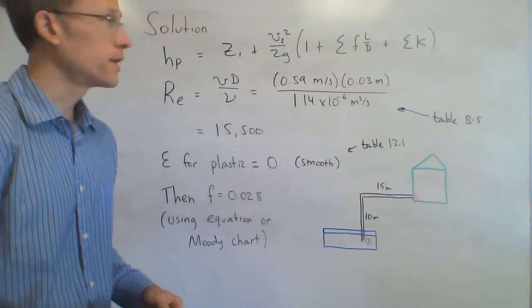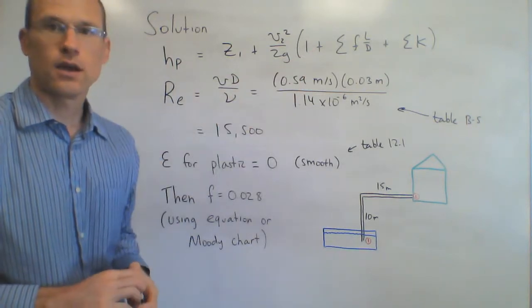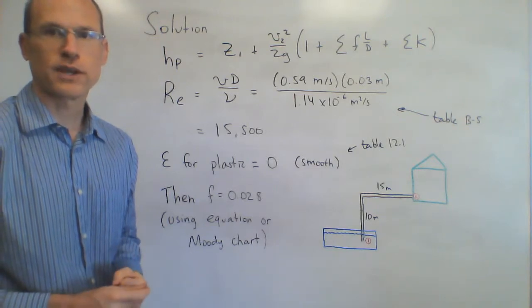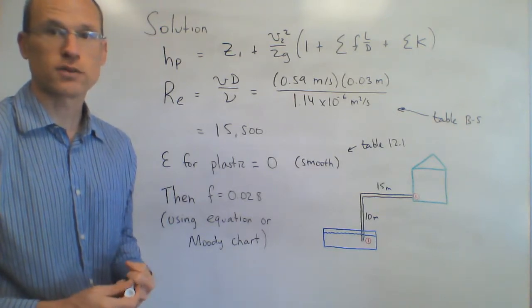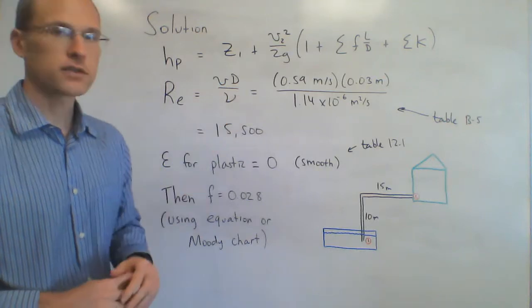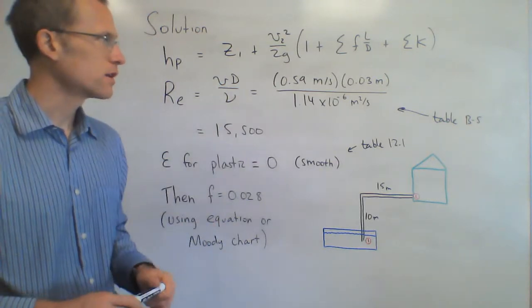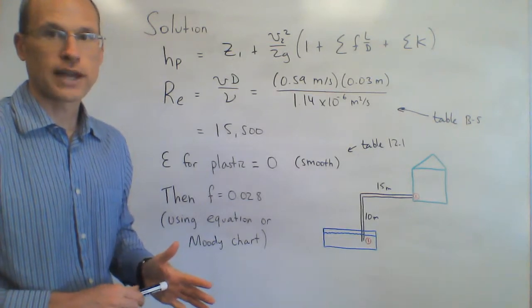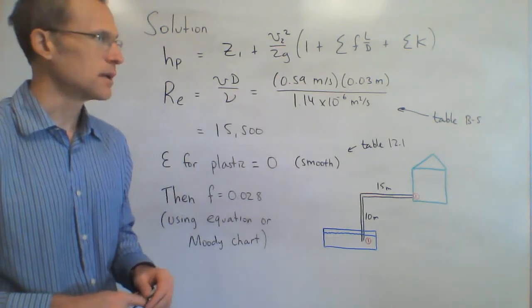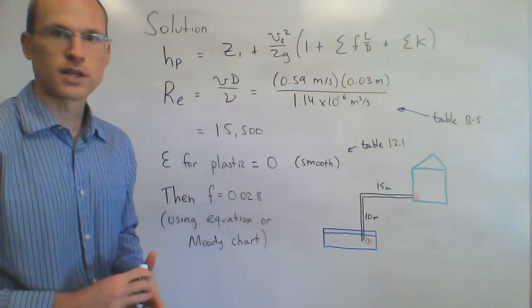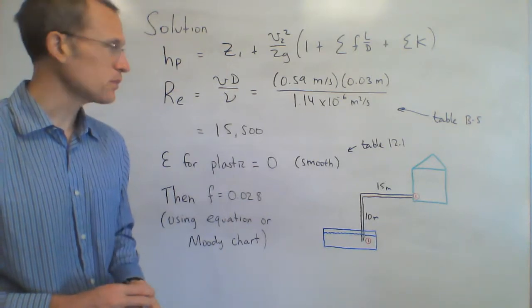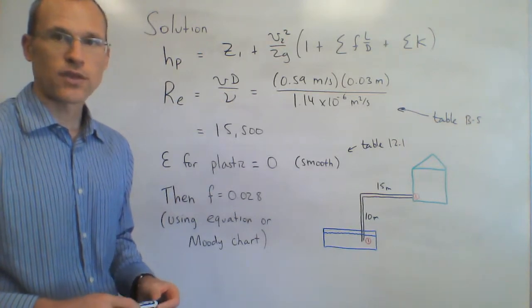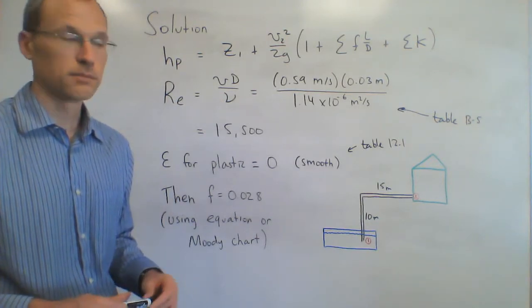The next unknown quantity in my equation is the friction factor, f, for the major losses. To find the friction factor for major losses, first thing we do is find the Reynolds number, velocity times diameter over kinematic viscosity: 0.59 meters per second, 0.03 meters for the diameter, and then kinematic viscosity of water at 15 degrees Celsius, found in table B5, 1.14 times 10 to the negative 6 meters squared per second, gives a Reynolds number of 15,500. And with that, it's turbulent.